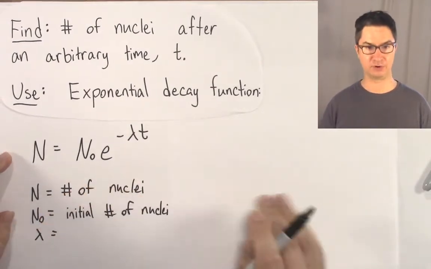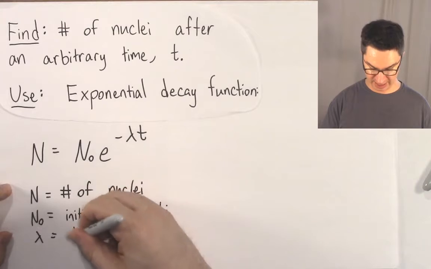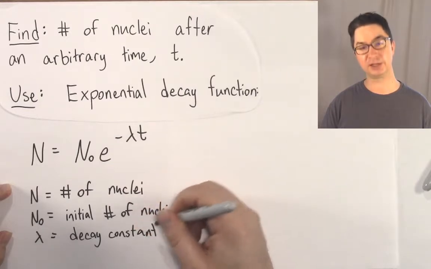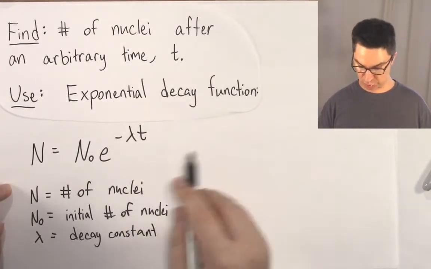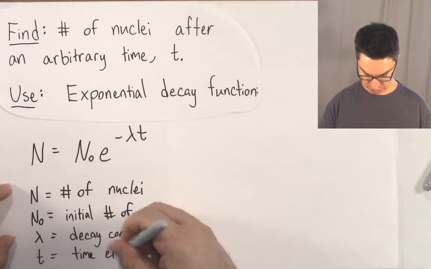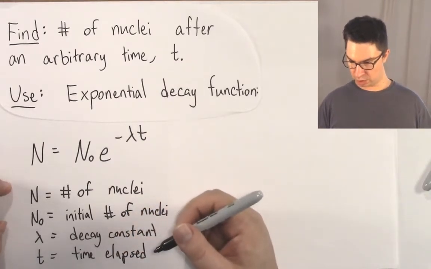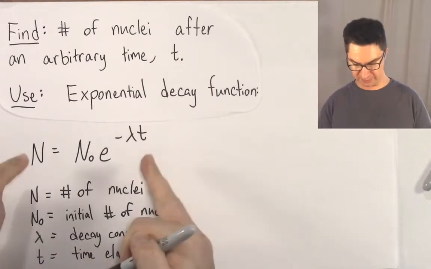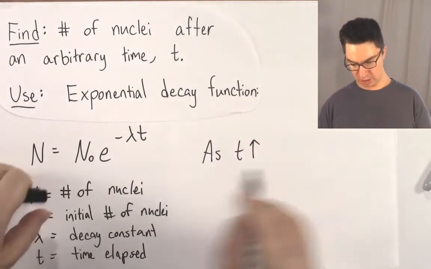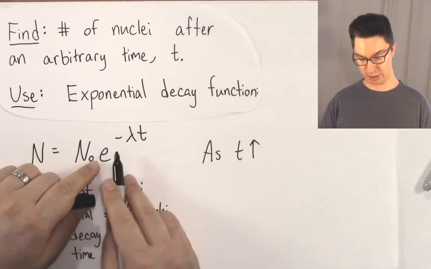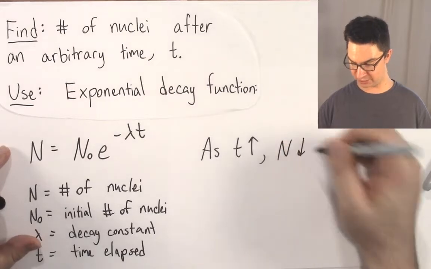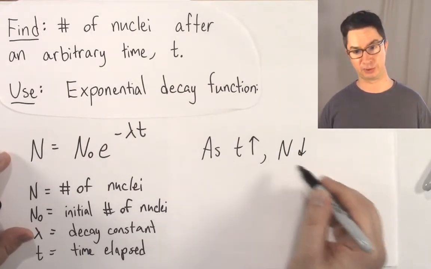Lambda is a new quantity for us, and this is known as the decay constant. And we're going to derive in a moment a way to calculate the decay constant once you know the half-life. So let's also indicate that t is simply the time elapsed. All right, so you can see from this function that as time increases, because there's a negative exponent on this e here, as time goes up, this function is going to decrease. So this is consistent with what we expect from exponential decay. As time goes up, the number of nuclei will go down.